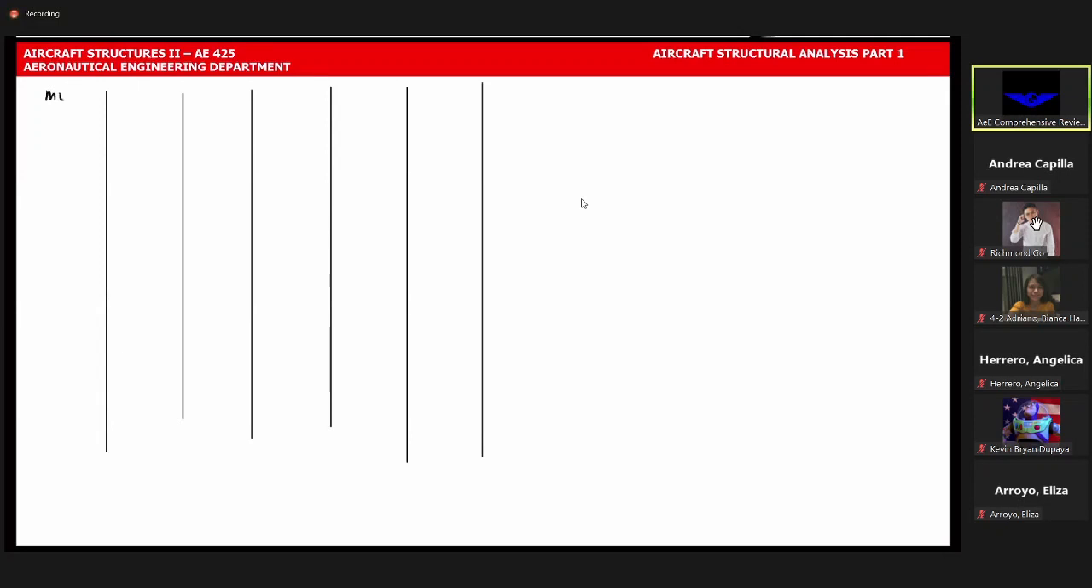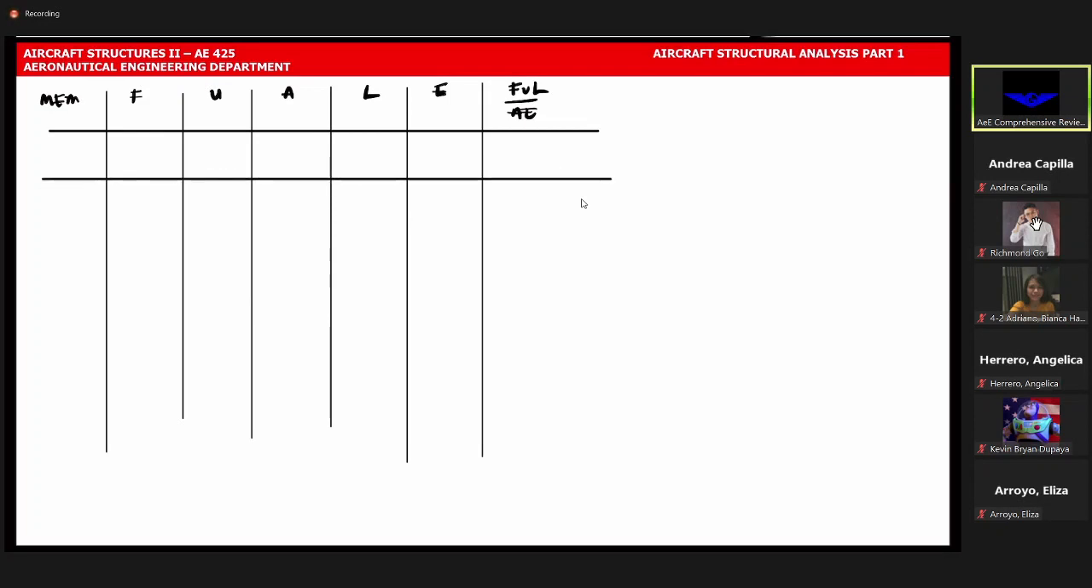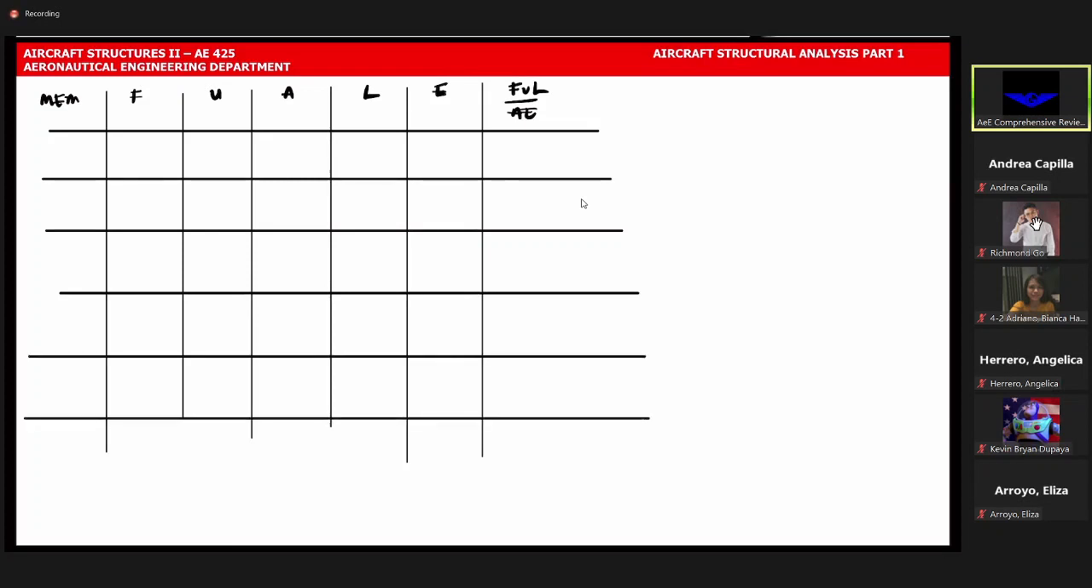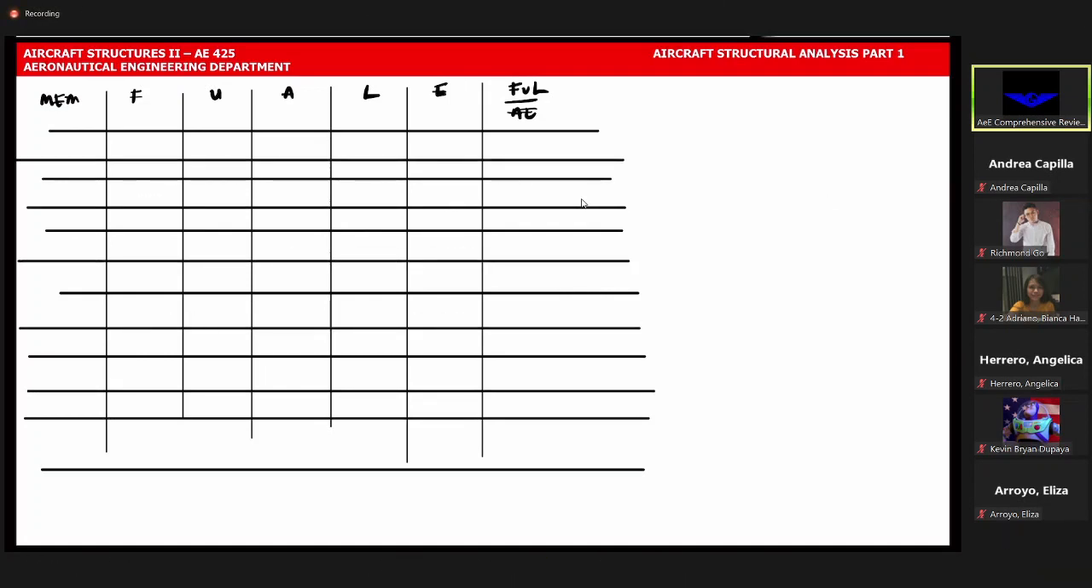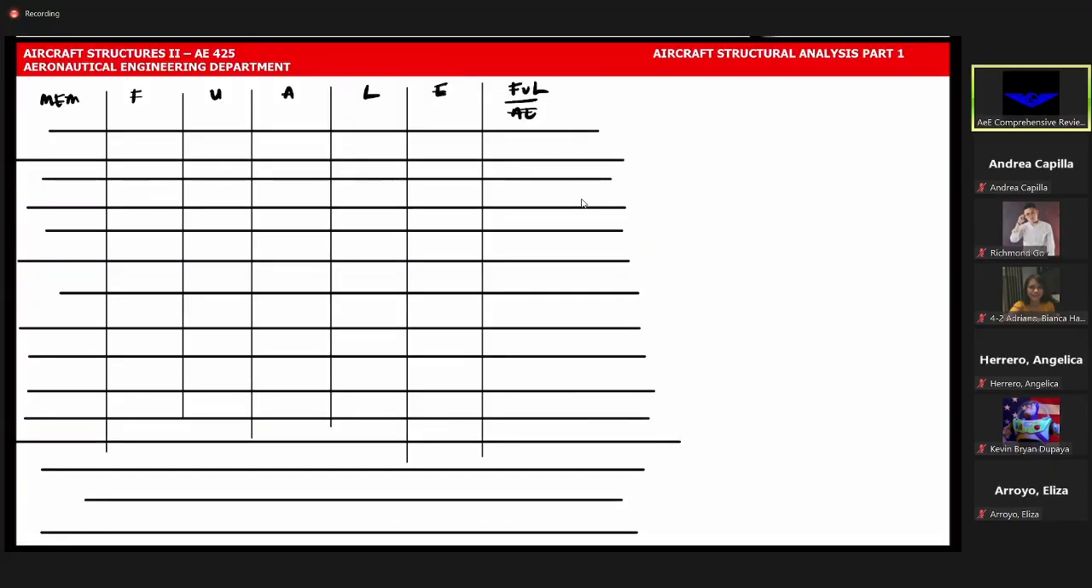So again, meron tayong member. Okay, member, force, U, area, L, and then E. Tama? And then yung equation natin, FUL over AE. And then, ilang member yon? 16, di ba? So, kailangan mo lang ng 16. 2, 3, 4, 5, 6, 7, 8, 9, 10, 11, 12, 13, 14, 15, 16. So yun, susulat mo lang yung 15 members, no? 16 pala, sorry.